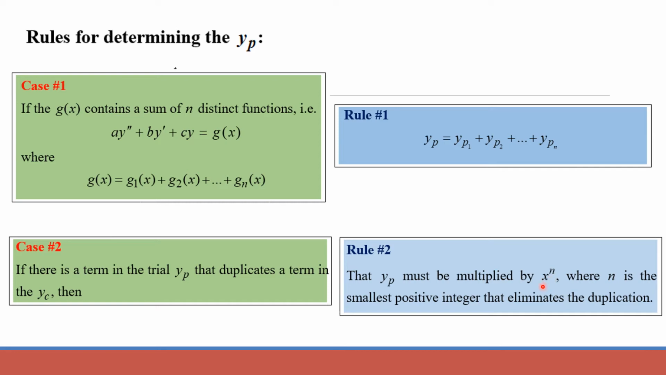Suppose after you have multiplied by x to the power 1, you can see that there's still duplication between the yp and the yc, then you have to continue and multiply that yp by x to the power 2, and so on. So you have to keep on multiplying by x to the n, where n is the smallest positive integer that eliminates the duplication.